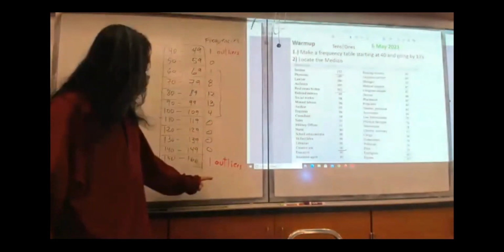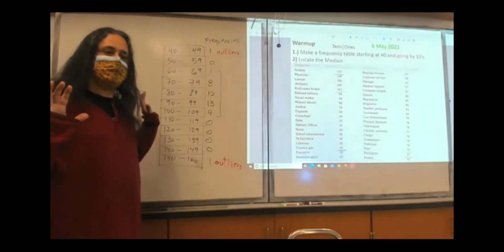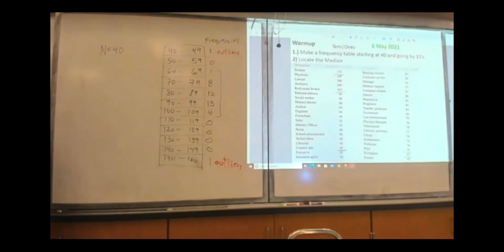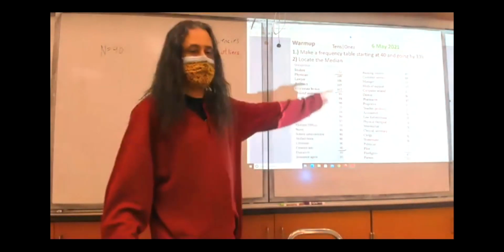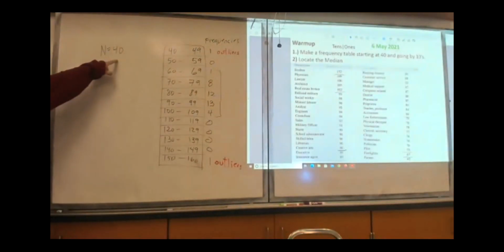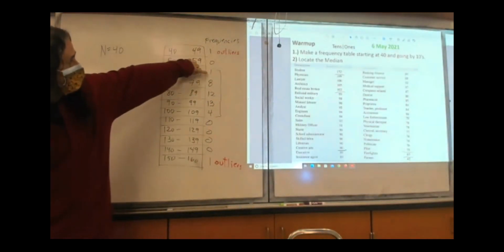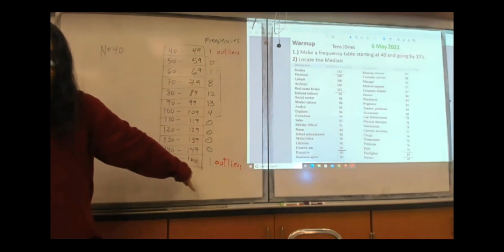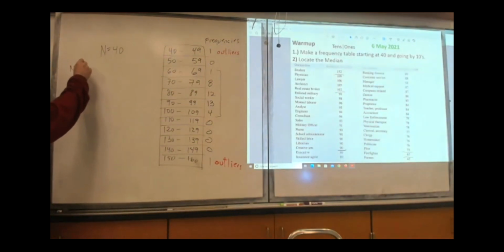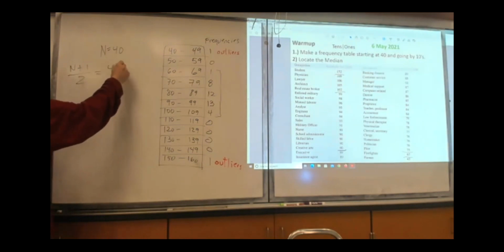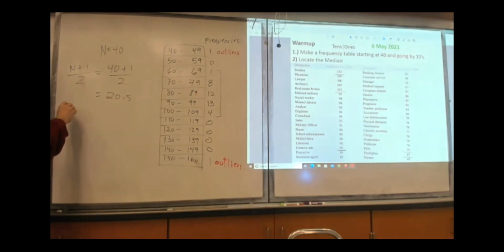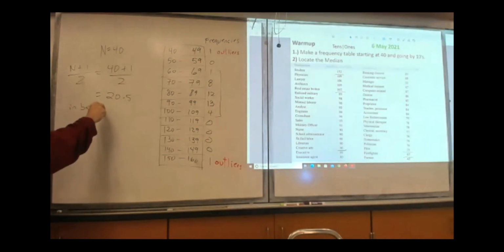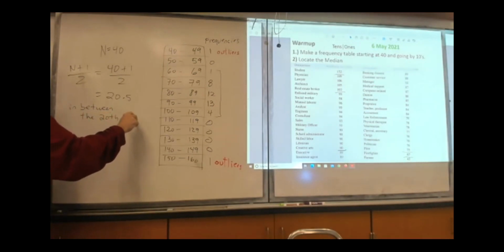Now there's a mathematical way to determine them. We're not going to worry about that. Okay. All right, now let's finish. So we want to locate the median. If you counted how many numbers there are, you would get 40. Notice if we add the frequencies, we should be getting 40. All right, so let's do the n plus 1 divided by 2. All right, so that means in between the 20th, 21st number.